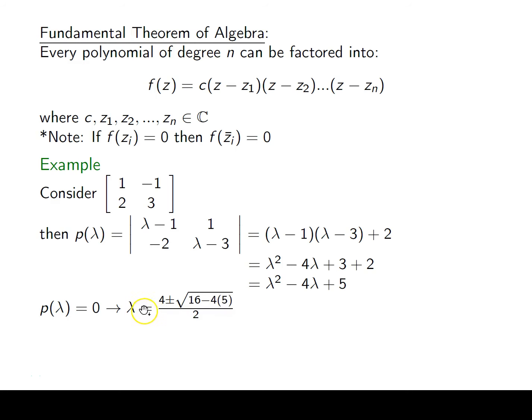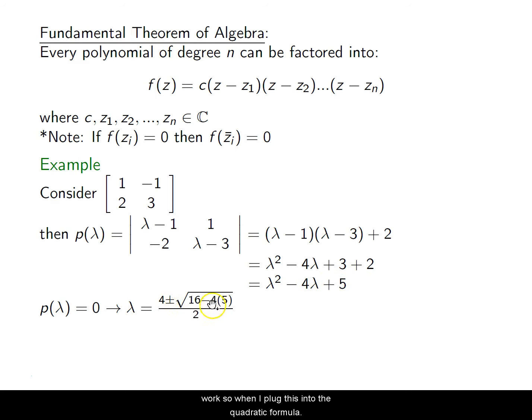Okay, this is non-factorable. I can't factor this. There's no way for me to have 1 and 5 add to -4 but multiply to a positive 5. Right, I need two of the same signs and that's not going to work.